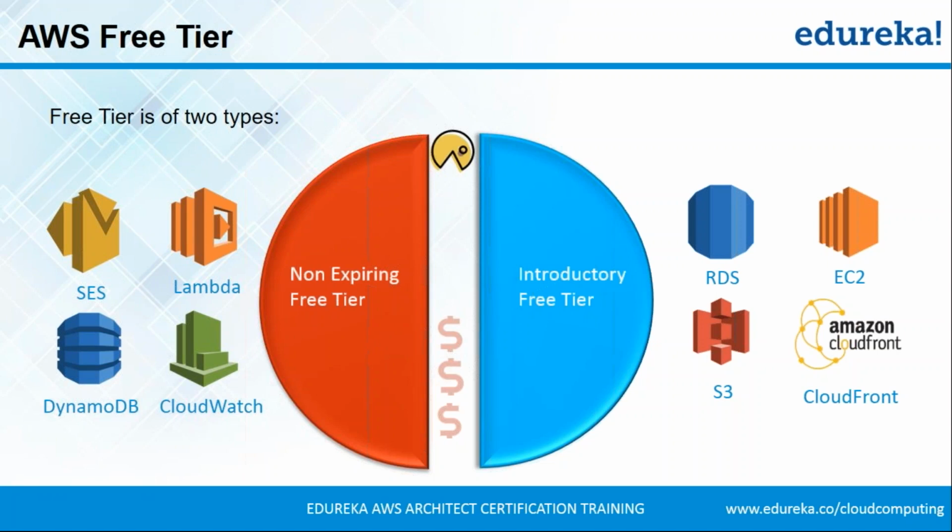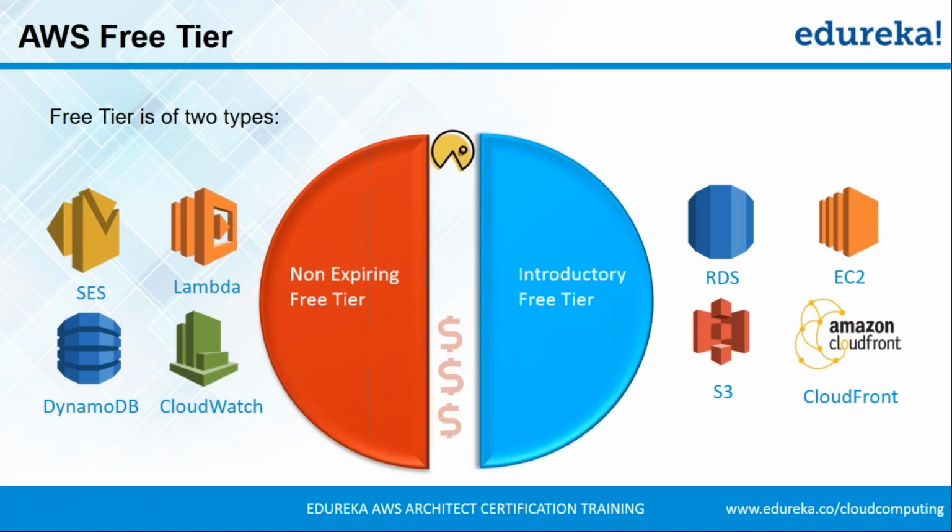In the introductory feature, we have RDS. So RDS is a relational database management service. Like I said, it is used to manage your relational databases, and it is there in the introductory feature. Next up, we have EC2. So EC2 is a compute service offered by AWS, which is just like a raw server, and it is there in the introductory feature as well.